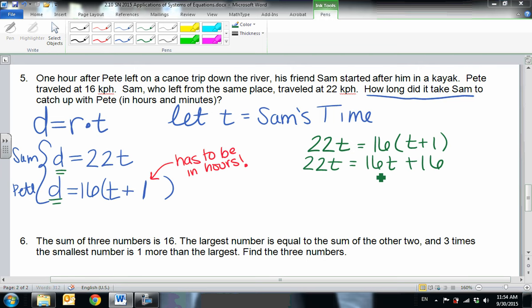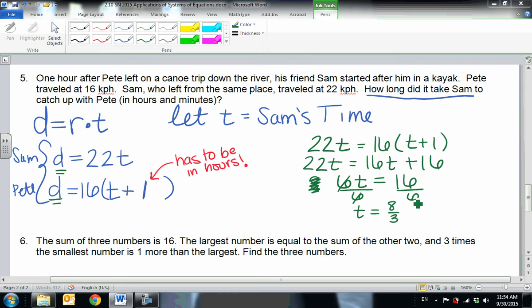Then what? Subtract 16T on both sides. So that gives me 6T equals 16. Sorry, no eraser. Then divide by 6. So T equals 8 over 3.